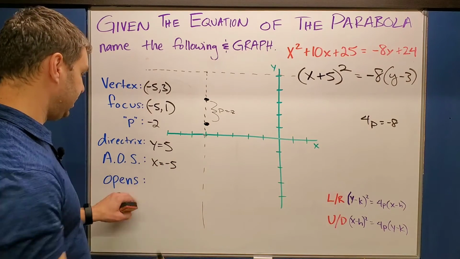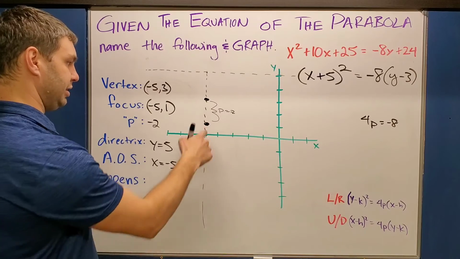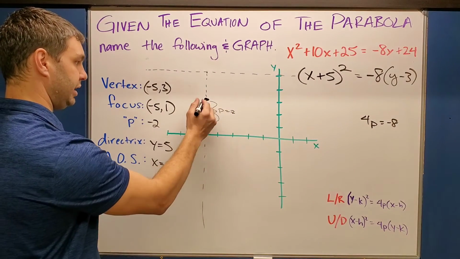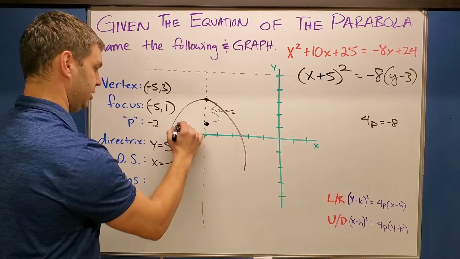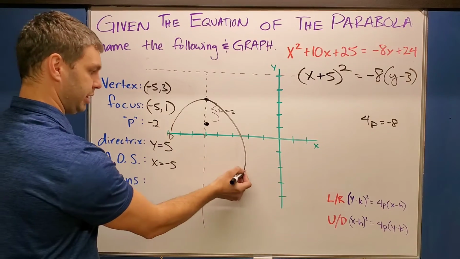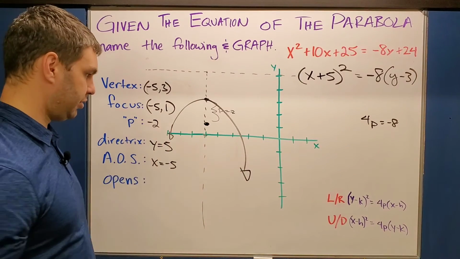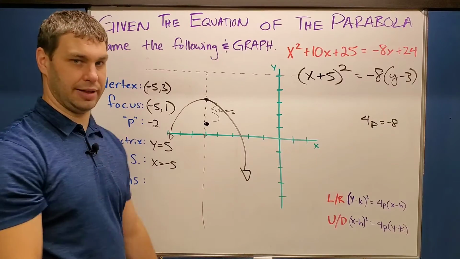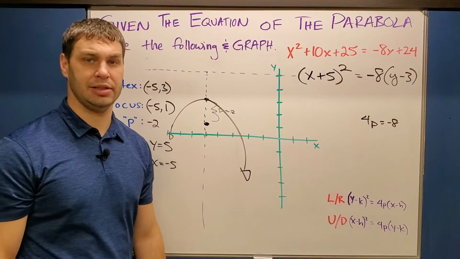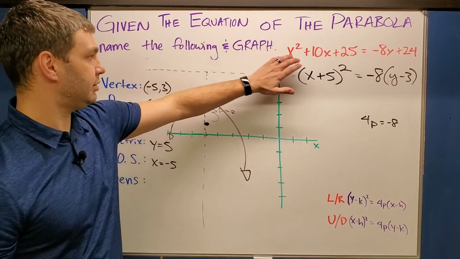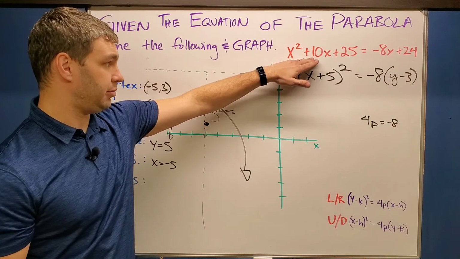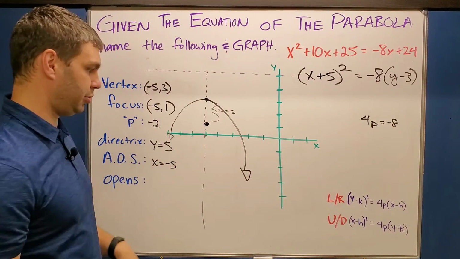Lastly, we already said this is going to open down because it goes around our focus from our vertex. So I'll draw a little one. I'm not too particular when it comes to graphing a parabola, just as long as it's opening the right way. For my students, that's all I care about. Anyway, this equation up here in red eventually became this parabola when we graphed it.